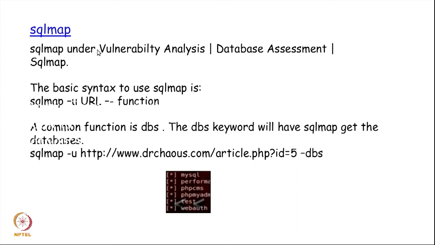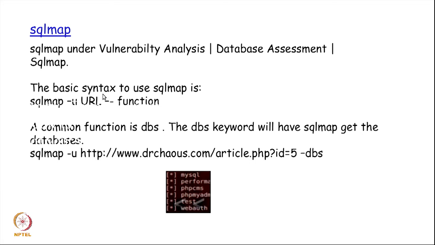So, the SQLMap tool is available under the vulnerability analysis of Kali Linux, under the submenu option of database assessment, right. As I was telling you, the different tools that we are talking about in this particular session are related purely to databases, and that is the reason why you find it under the database assessment submenu option under the Kali Linux menu. So, we basically say sqlmap -u URL.